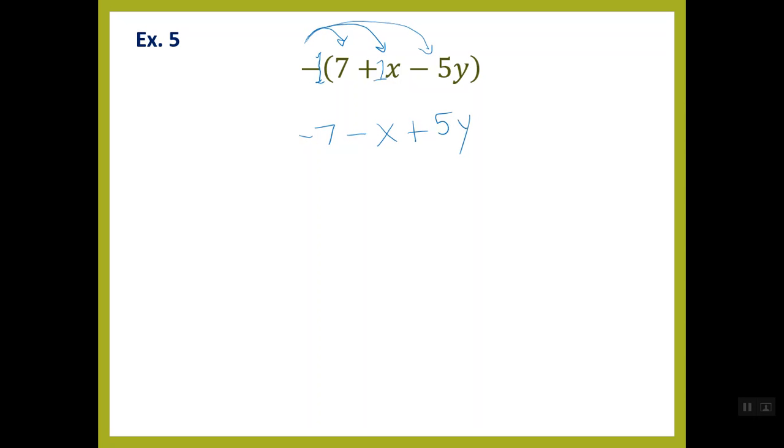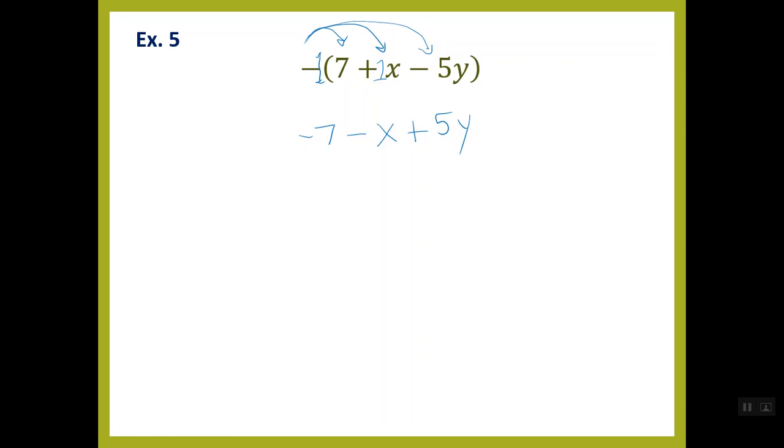So now take a look. It's interesting. What happened when we were distributing the negative 1 is that the sign of every term inside switched to its opposite. So 7 became negative 7, x became negative x, negative 5y became positive 5y. Some of you might recognize that's the pattern and just do that straight off very easily.